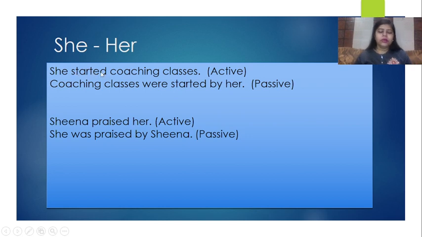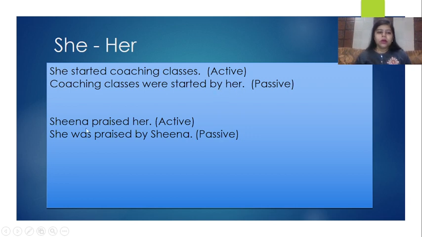So again we are not going to discuss it here, but simply I'm telling you that it is in simple past tense. So I'm going to write was, were plus third form. So it will be coaching classes were started by her. So look at it, she is changed into her.